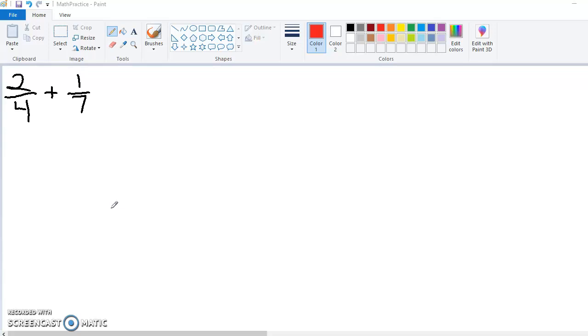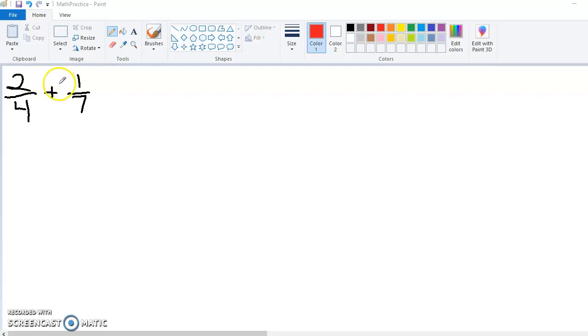Professor Mark, and I'm going to help you solve this problem of 2/4 plus 1/7. Okay, so just basic things about fractions. The number in the top is referred to as the numerator. The number in the bottom is referred to as the denominator. Here we are adding two fractions.